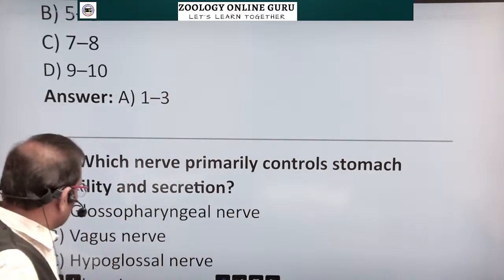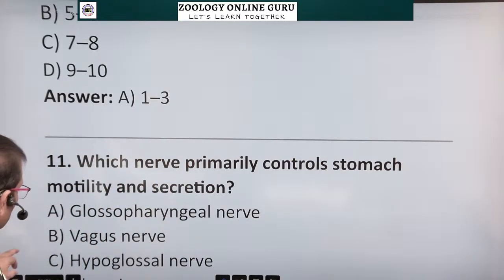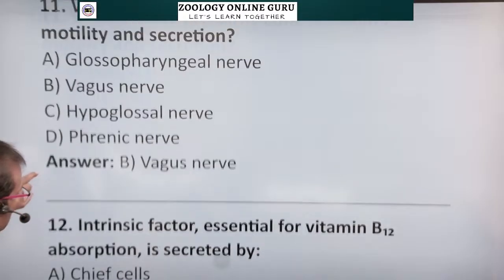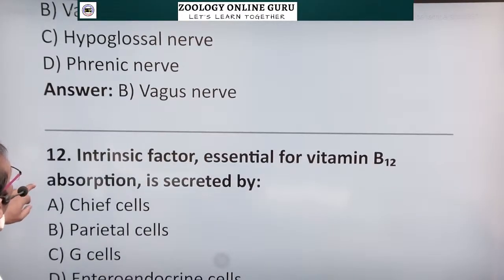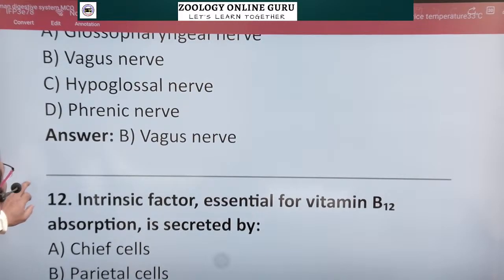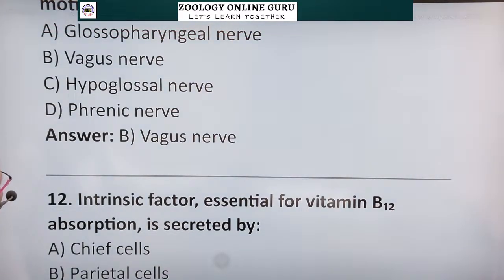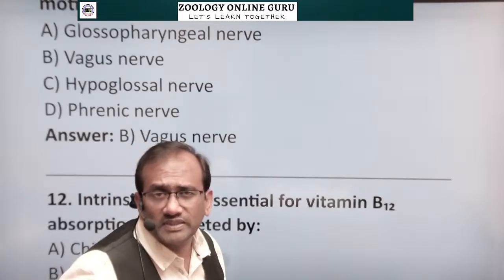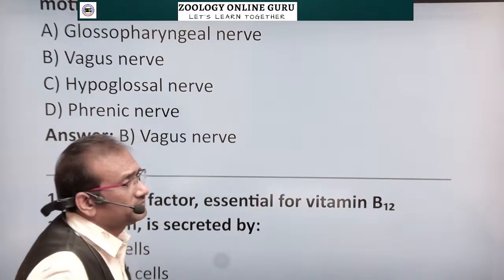What is the name of the 10th cranial nerve? It is called the vagus nerve. So for question number 11, the answer is B. The vagus nerve is the 10th cranial nerve, the longest nerve. It controls digestion, respiration, and also heartbeat.